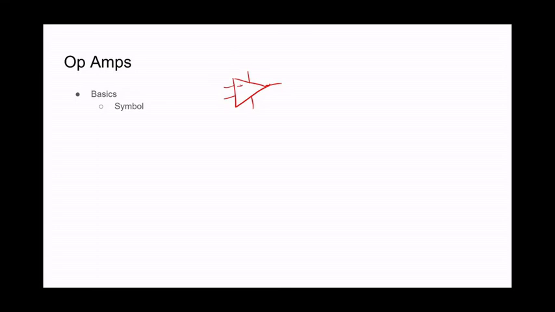One of these is called the non-inverting input. The other is the inverting input, or the negative Vin, or negative in. We have our power plus and our power minus, sometimes called V plus and V minus. And then we have our V out. So that's the basic symbol of an op amp.